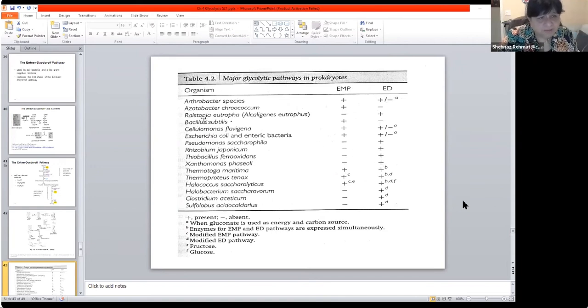Even your very important one, which we will talk about very soon, is Ralstonia eutropha, which we used to call Alcaligenes eutrophus, also has the ED pathway. So these are some special bacteria that are using the ED pathway, and they are not using the EMP. The Halobacterium, the Clostridium aceticum, and the Sulfolobus, we will talk about these bacteria very soon also. They have the ED pathway, they don't have the EMP there.